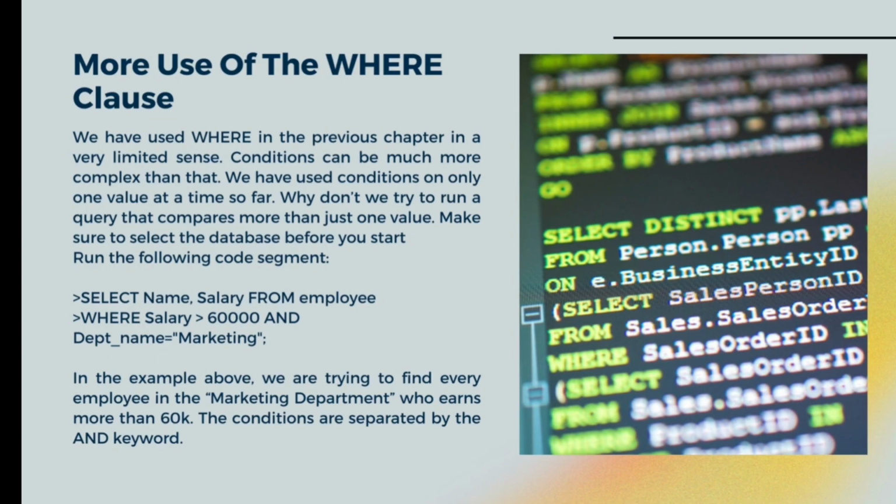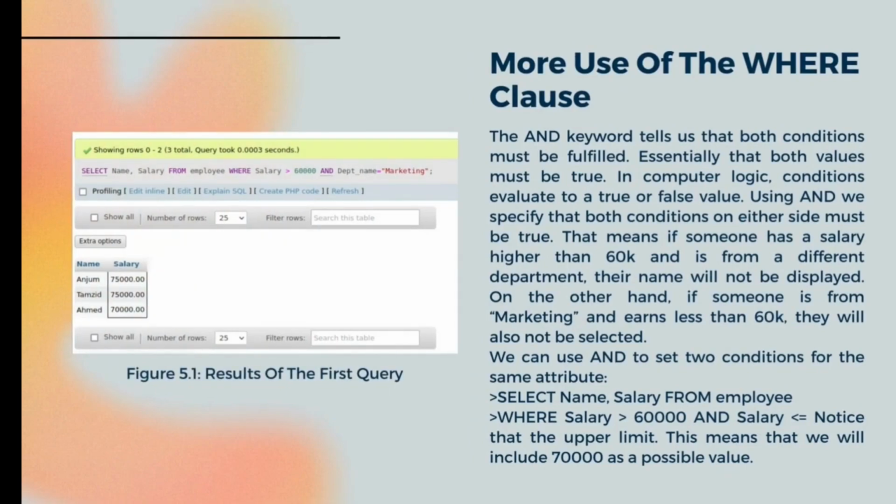Run the following code segment. select name, salary from employee where salary > 60,000 and department_name = 'marketing'. In the example above, we are trying to find every employee in the marketing department who earns more than 60K. The conditions are separated by the and keyword. The and keyword tells us that both conditions must be fulfilled. Essentially that both values must be true.